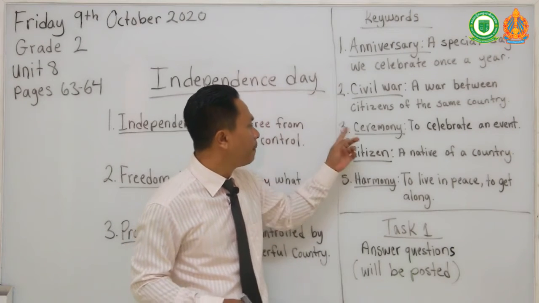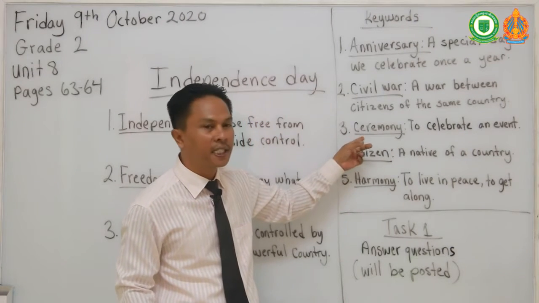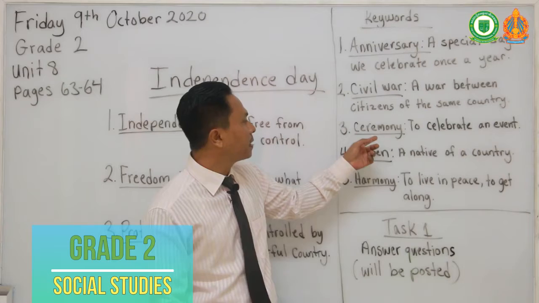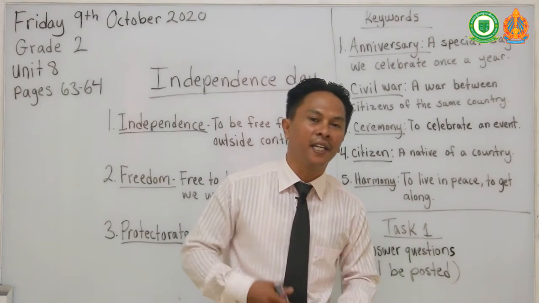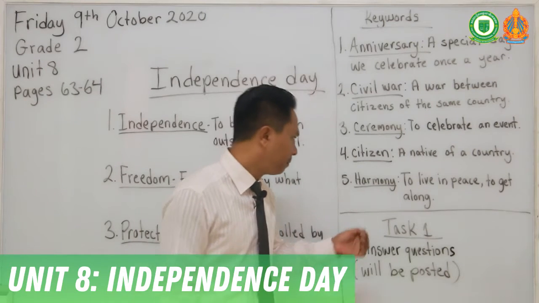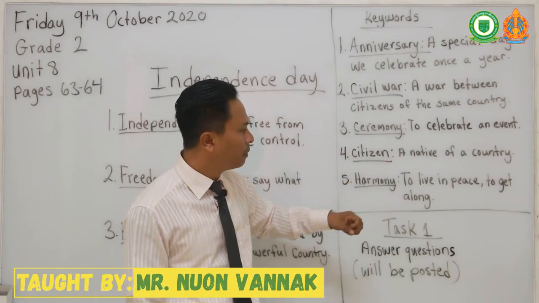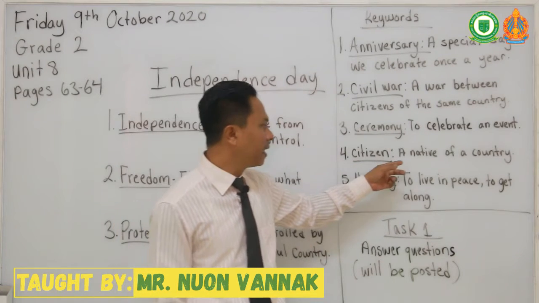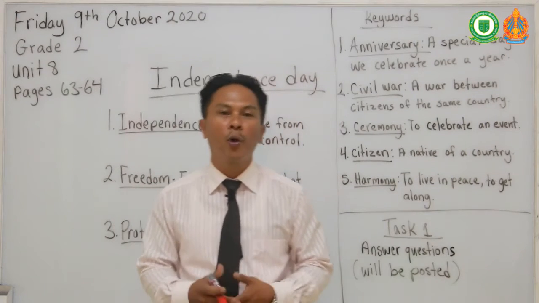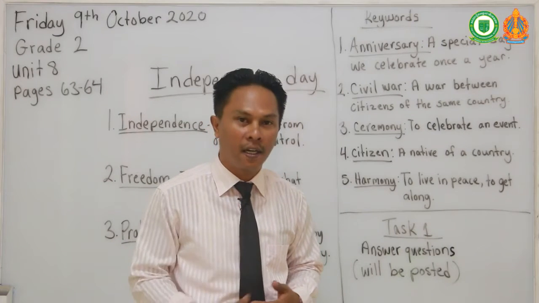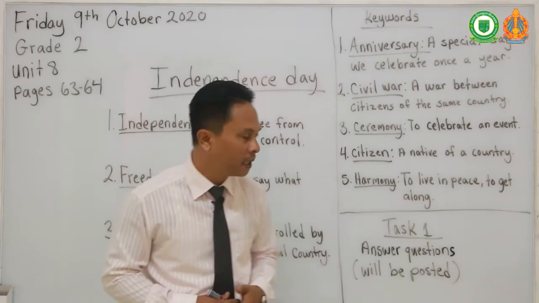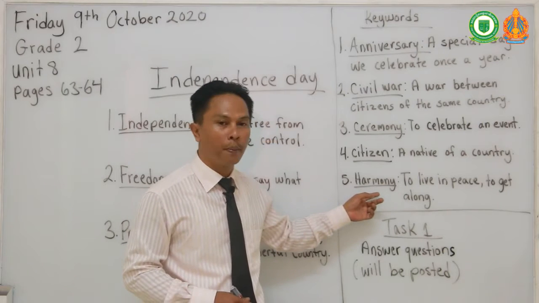Okay? And number 3, ceremony. Ceremony is to celebrate an event. So say like your birthday, it's like a ceremony, okay? And number 4, citizen. A native of a country. So if you, for an example, were born in Cambodia, you're a citizen of Cambodia. So a person living in that country is considered a citizen. Okay, and moving on to number 5, harmony.